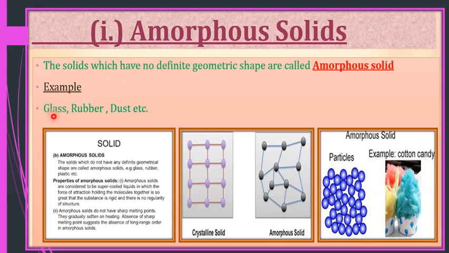Amorphous solids are considered to be supercooled liquids in which the force of attraction holding the molecules together is so great that the substance is rigid and there is no regular structure. They do not have a regular pattern structure. Amorphous solids do not have sharp melting points. They gradually soften on heating. Absence of a sharp melting point suggests the absence of a long range order. These are the arrangement of particles of amorphous solids. An example of amorphous solids is cotton candy.